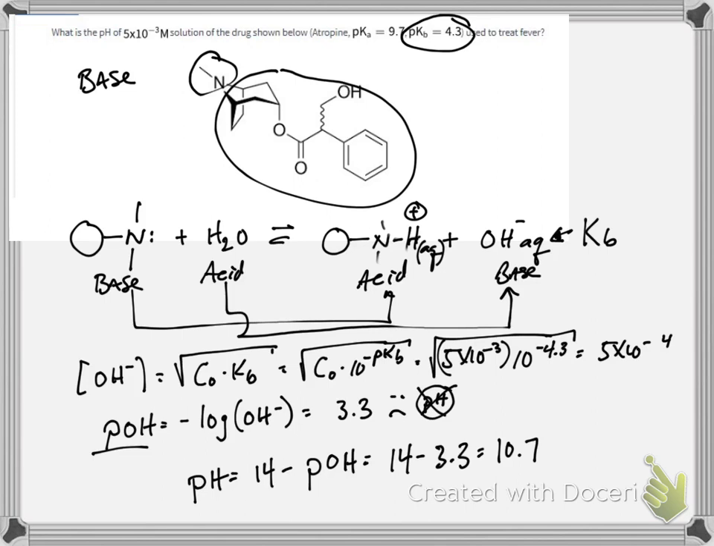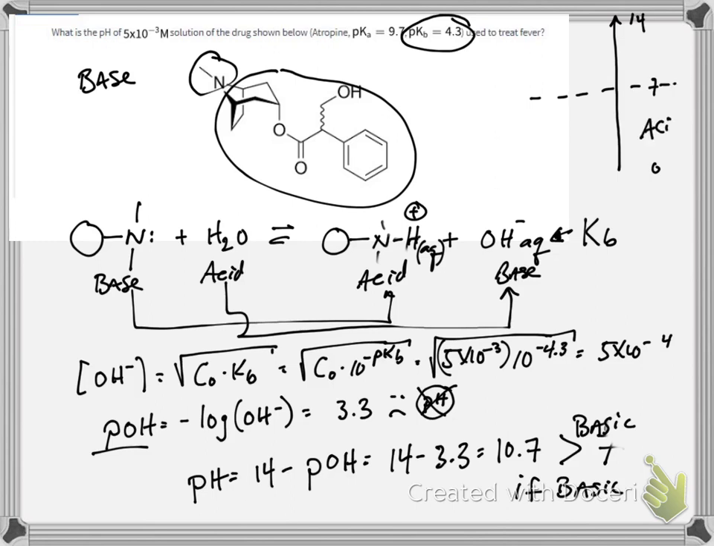This is a basic solution. We're putting a base in water. It has to be greater than 7 if basic, right? So that's important. When we're looking at the pH scale, acids are between 0 and 7. Bases are between 7 and 14. And if you undergo Ka, you produce an acidic solution. If you undergo Kb, you produce a basic solution. In this case, we got 10.7, so we're definitely producing a basic solution.